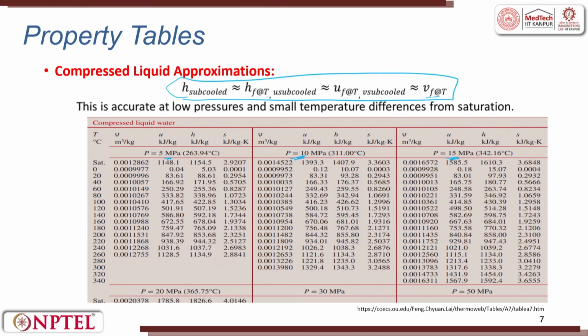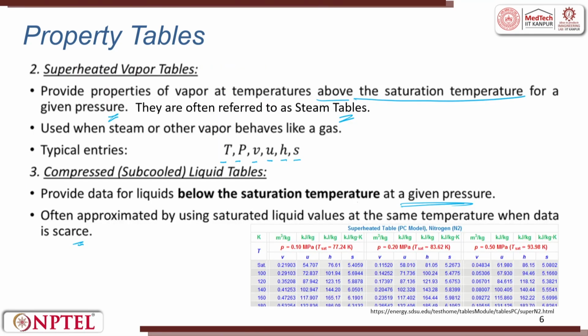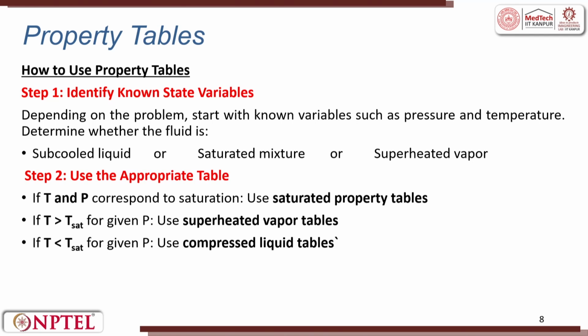This is accurate at low pressures and small temperature difference from saturation. We hold this equation. H subcooled, what is it? Enthalpy. It is under subcooled, so it is U, internal energy subcooled, then V subcooled, and the vapor we form. How to use a property table? We have seen the table now, but now we will see how to use the table.